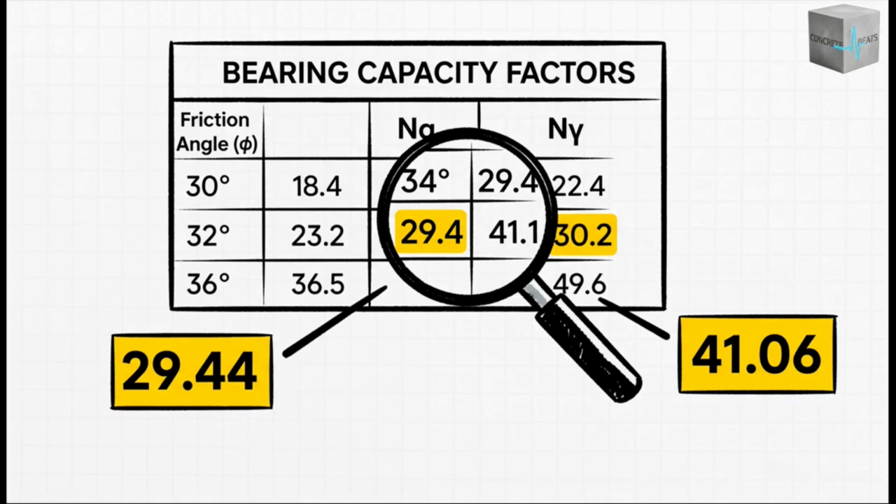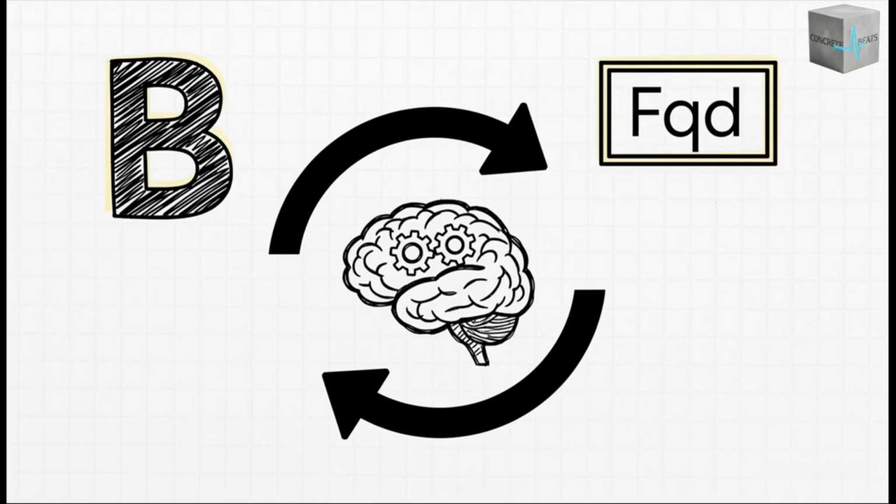Okay, now for some easier parts. We just look up our friction angle of 34 degrees in the standard bearing capacity tables. That gives us an NQ of 29.44 and an N gamma of 41.06. Simple as that. Let's get the correction factors. For a square footing with a 34-degree friction angle, FQS is 1.67 and F gamma S is 0.6. F gamma D is just 1.